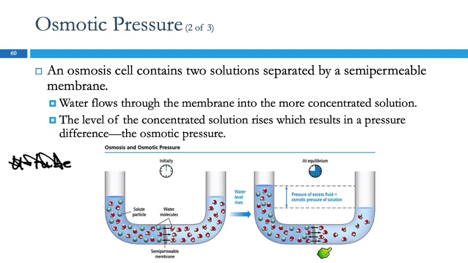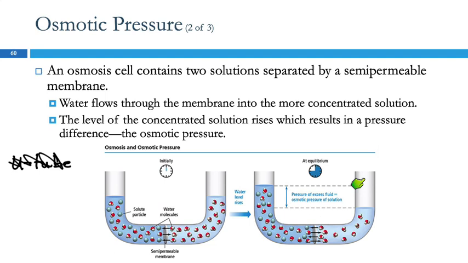So as that happens, the level on this side of the tube goes down because water is moving to the other side, and the water on that side, the level goes up because water's moving in there. As water moves in there, it's going to dilute that solution and bring it closer to being the same.